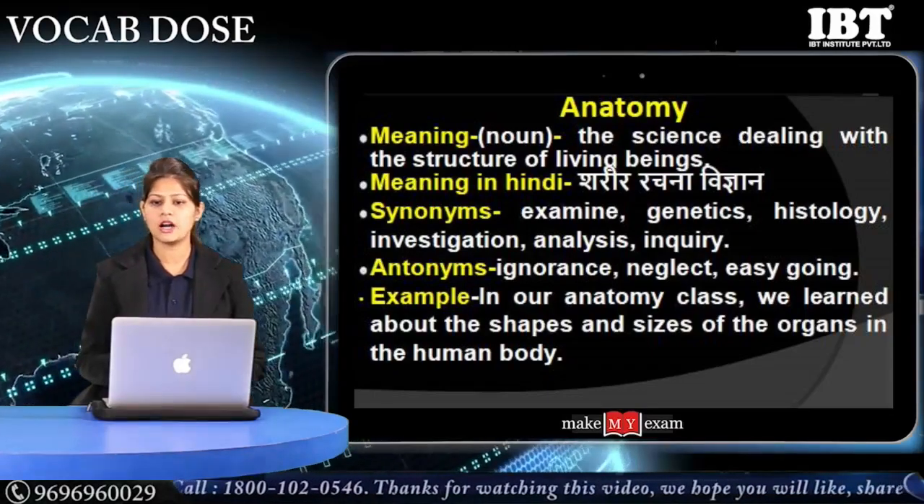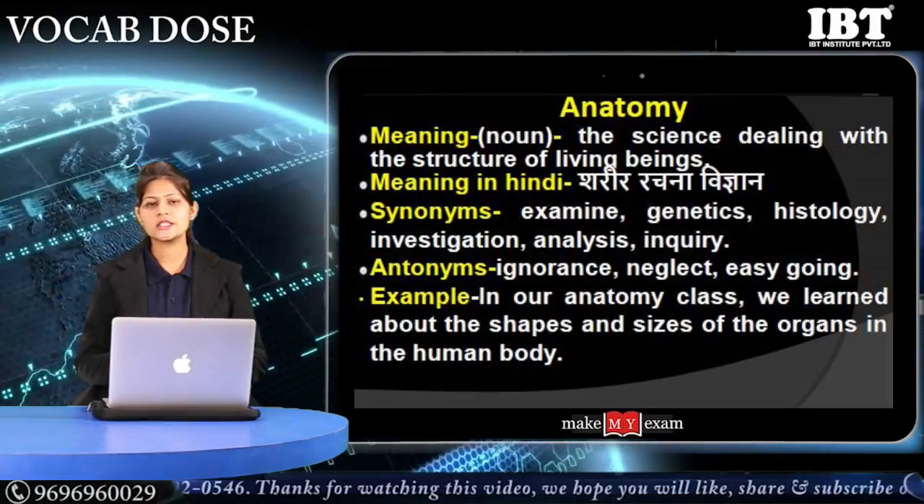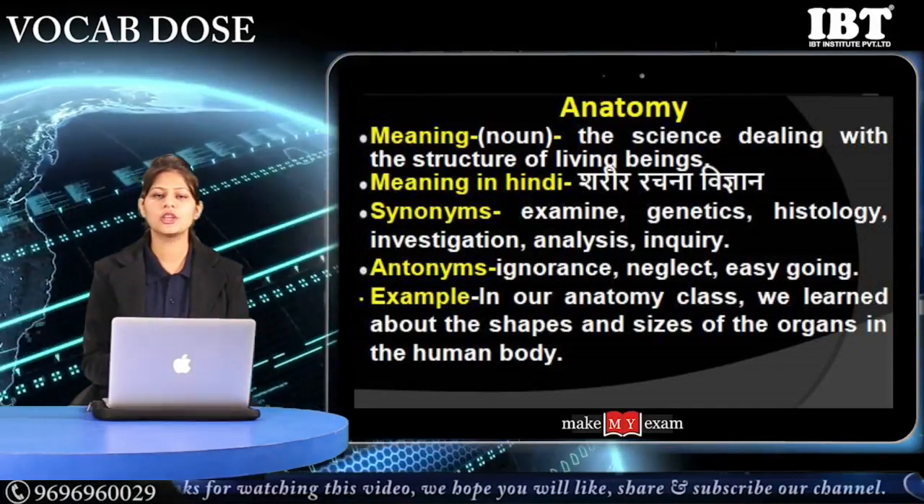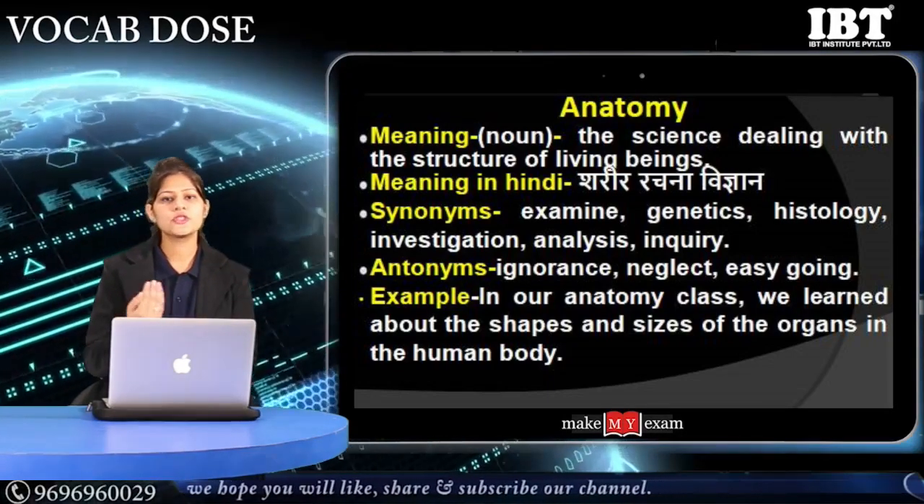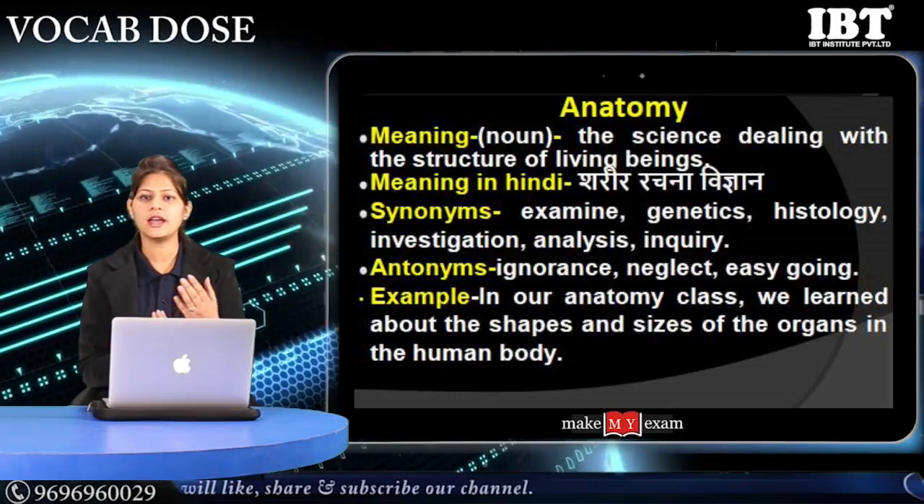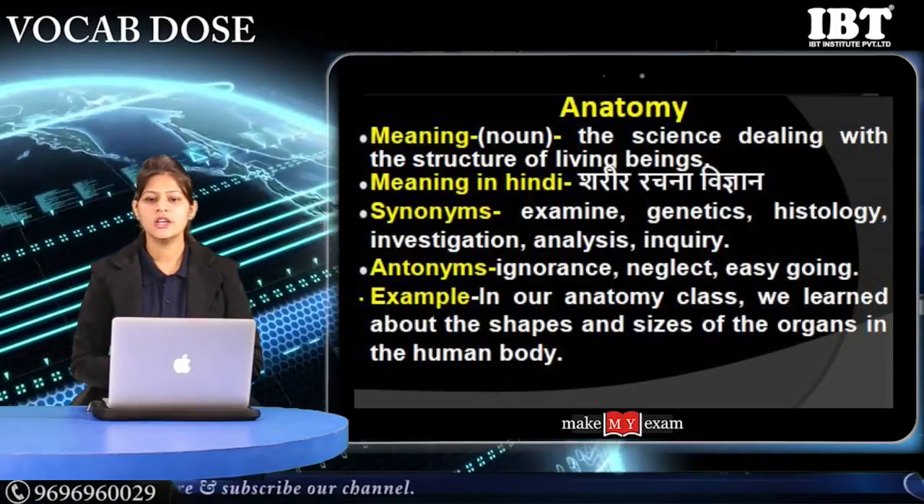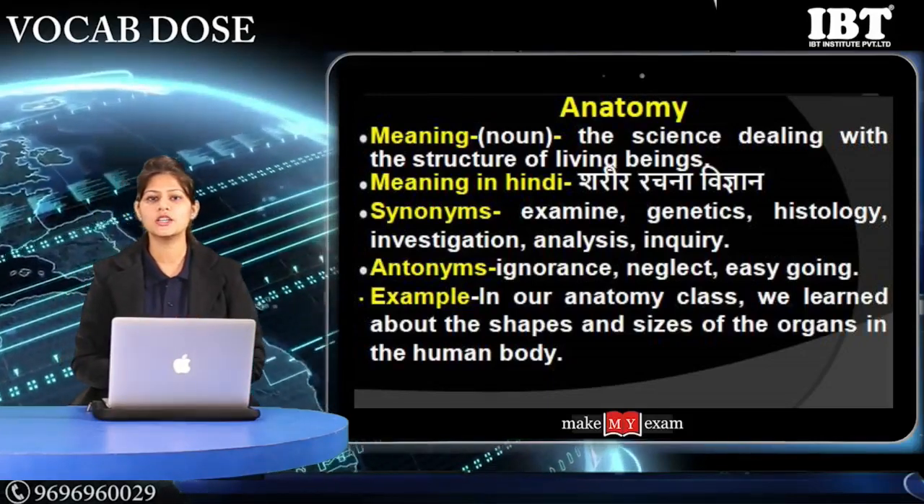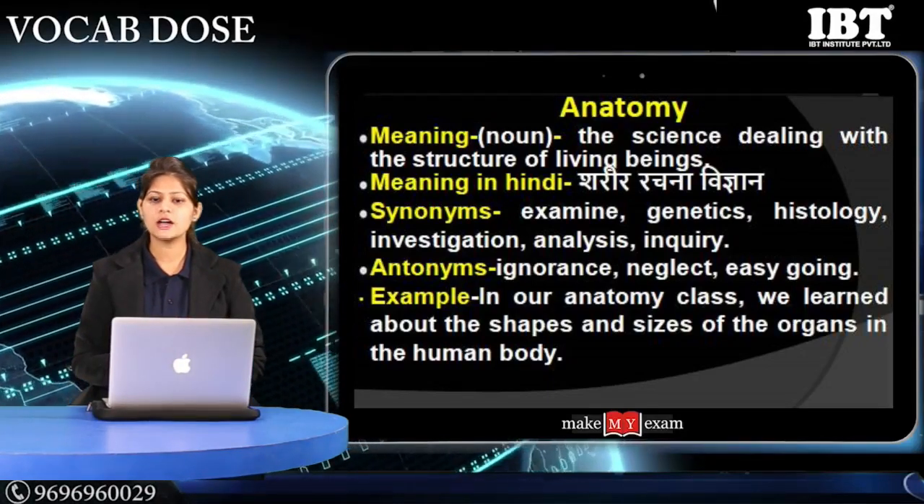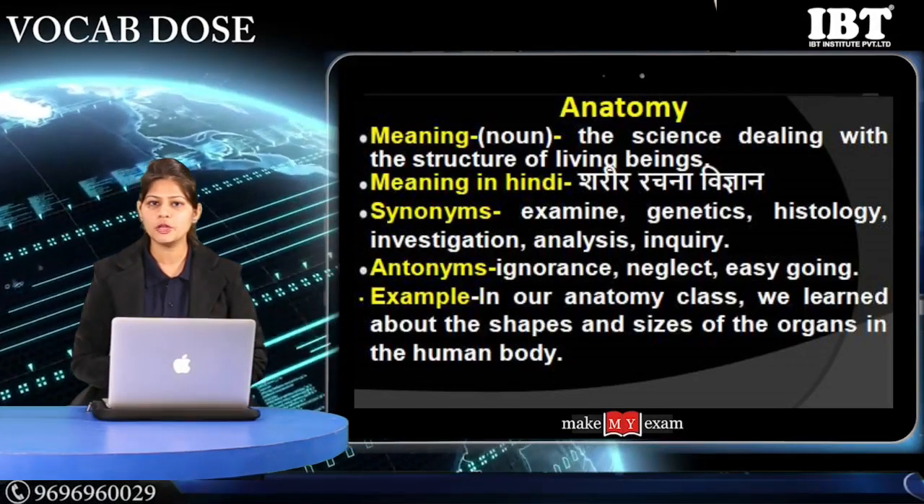Its antonyms are ignorance, neglect, easy going, where we ignore things, we don't go into deep studies of them, we accept them in the same way, in the way it is coming to us. So there we used to form a group of antonyms for this word anatomy. So let's check out the example which is there for you people on the screen.